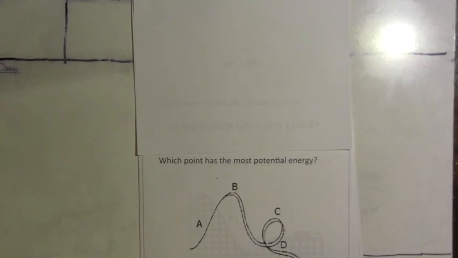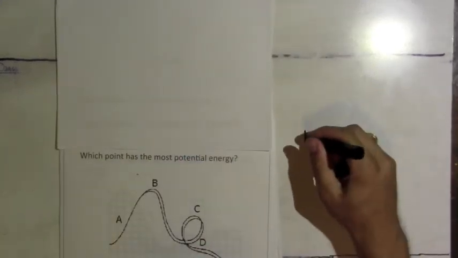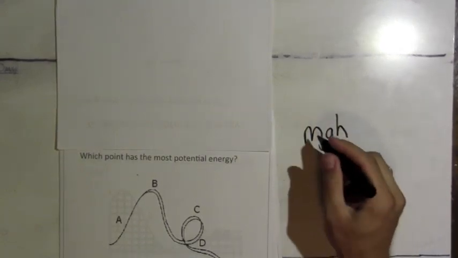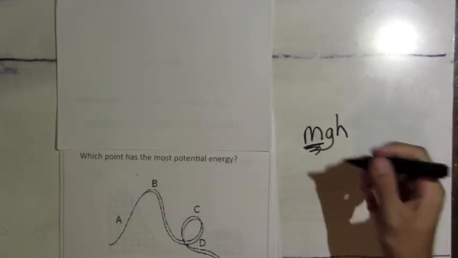Alright, this question says, which point has the most potential energy? Remember, the formula that we have for potential energy is mass times gravity times height. Now, on the roller coaster, we can assume that the mass of the roller coaster is not going to change as you go through it, unless somebody falls out, but that would be really bad. So we need to understand that the mass is going to be a constant number.